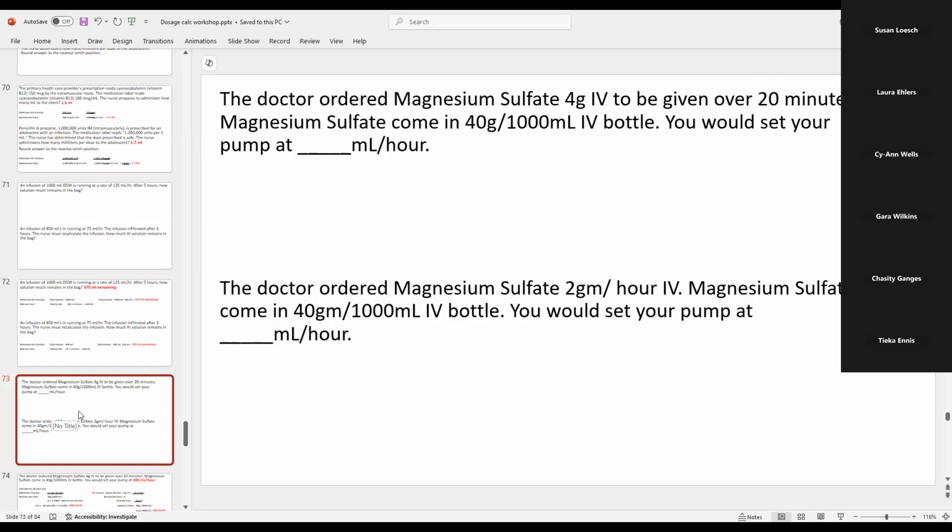The second one is a little bit easier because this one tells you how much it's going at per hour. So you just have to do the math. So you see the difference? So let's see if we can do the math and get it. Start with the top one. Remember, you're going to calculate how much you're going to give over 20 minutes. And then since you know there's 3 20-minute segments in an hour, you're going to multiply whatever you get there times 3 to equal your hourly rate.